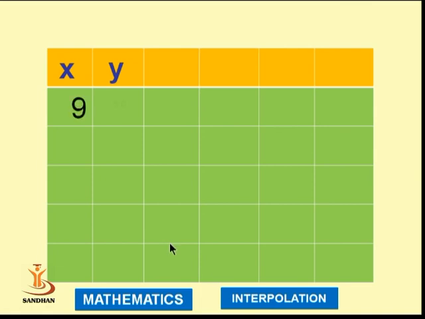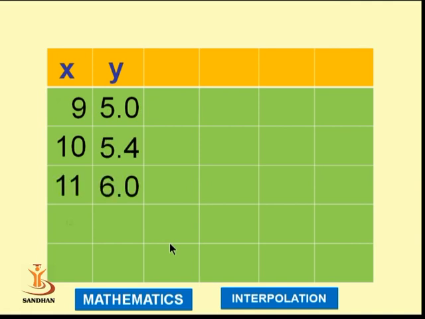X is equal to 9, 10, 11, 12, and 13, and y is equal to 5, 5.4, 6, 6.8, and 7.5. These are the values that have been given to us for x and y. We need to compute the backward difference table to begin with.